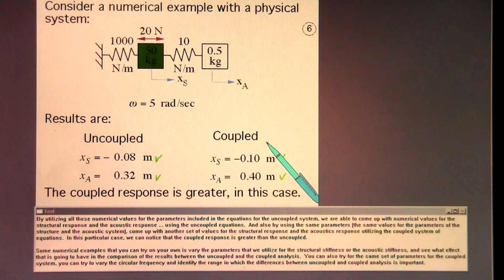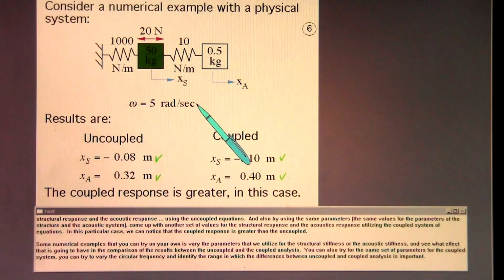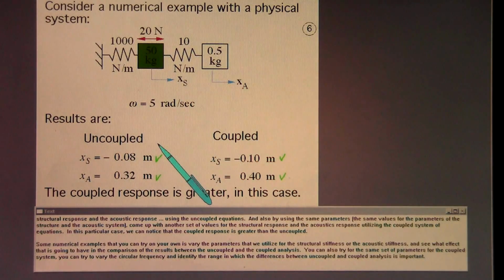You can also try, for the same set of parameters for the coupled system, to vary the circular frequency and identify the range in which the differences between uncoupled and coupled analysis are important.